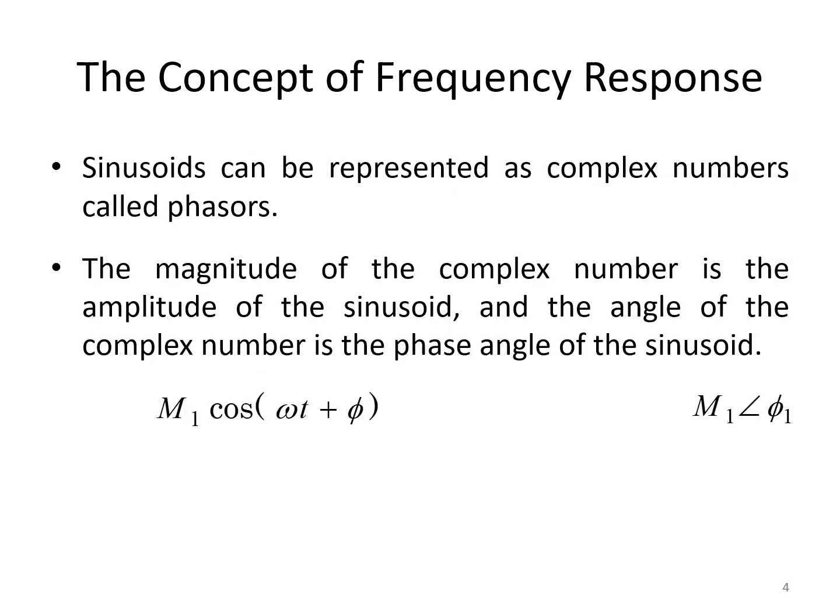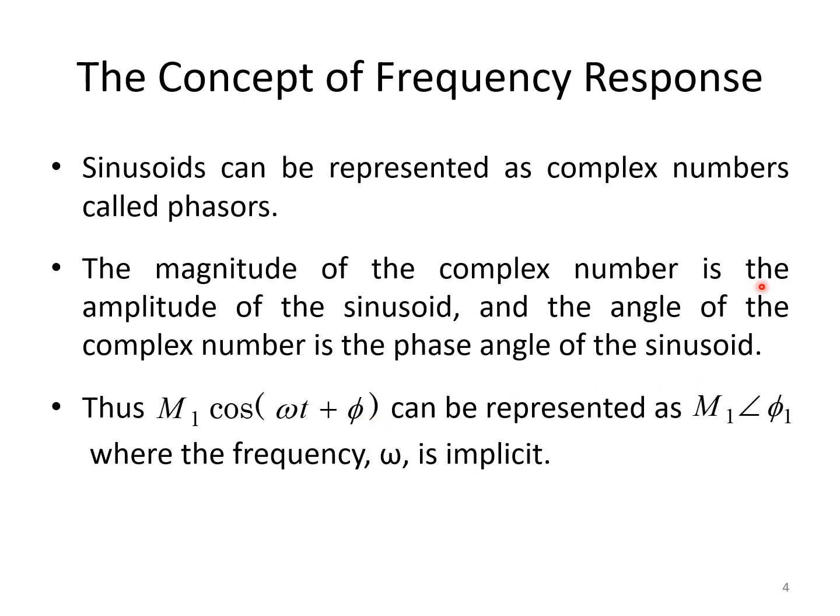Each of these sinusoids can be represented as a complex number, also called a phasor. The magnitude of the complex number, as you know, is the amplitude of the sinusoid, and the angle of the complex number is the phase angle of the sinusoid, which is represented as m1 cos(omega t plus phi 1), and m1 angle phi 1. Where m1 is the magnitude, and phi is the angle value with respect to the frequency. So this is the magnitude and this is the phase value with respect to the frequency omega.